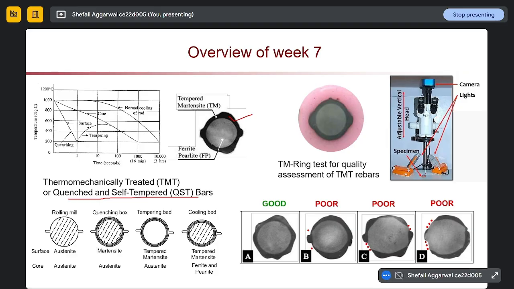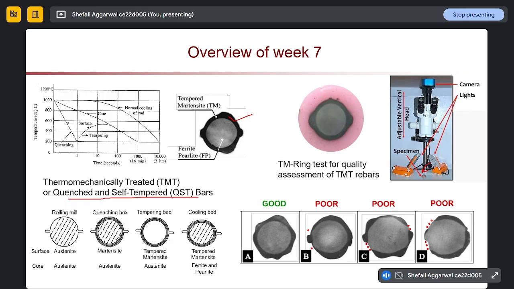You will just pour 5% Nital solution over the surface, and what will happen with the Nital solution? It will etch the surface. Some etching will happen, and you can clearly see a ring forming inside your rebar. So this dark gray part is your tempered martensite and the light gray part is your ferrite pearlite.